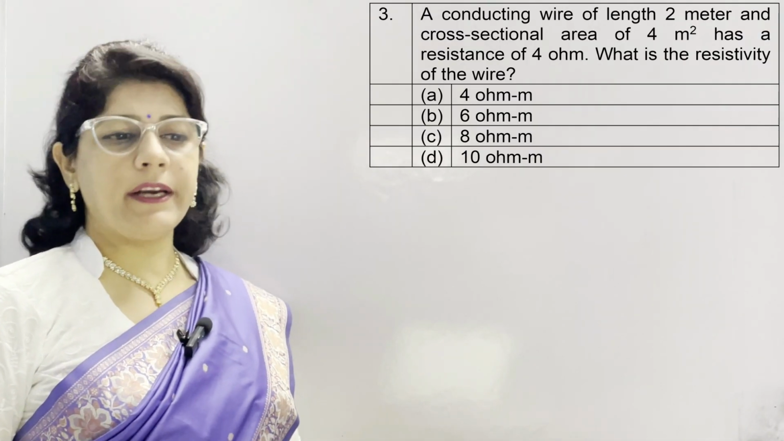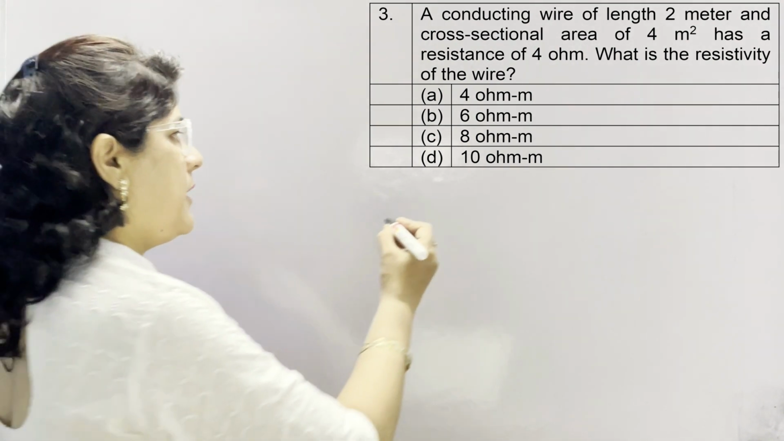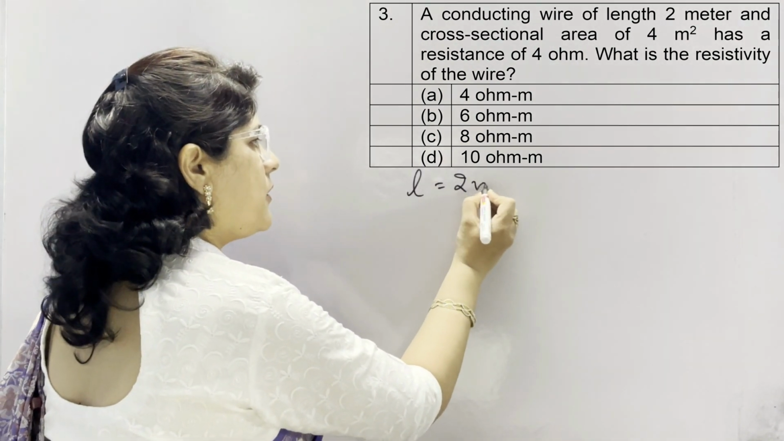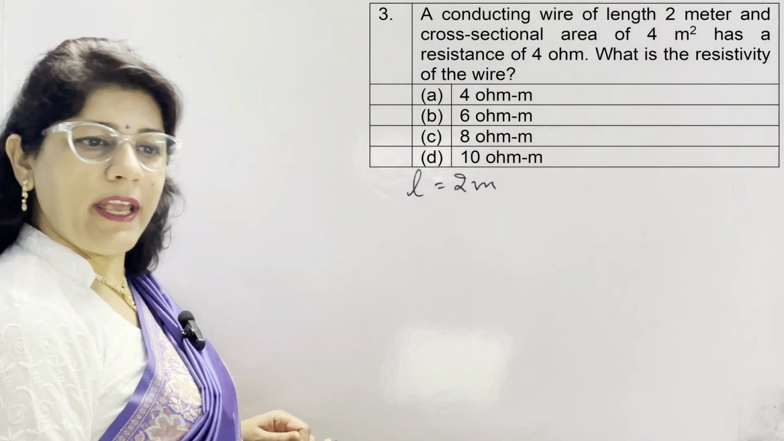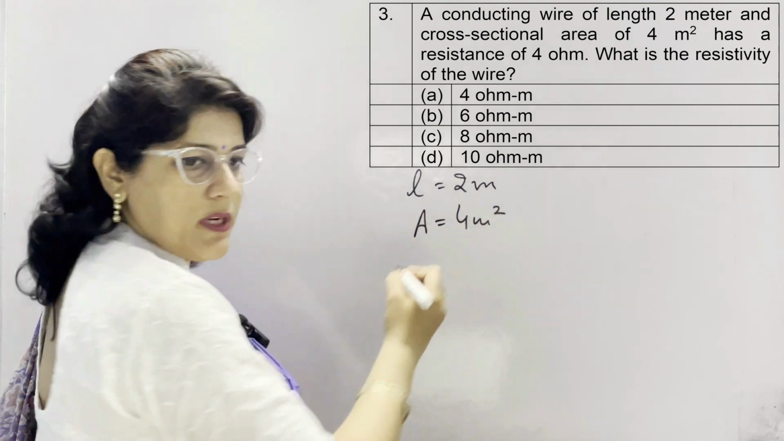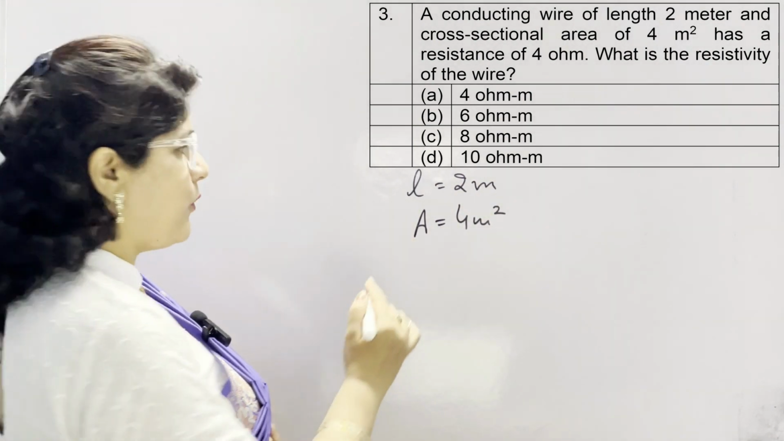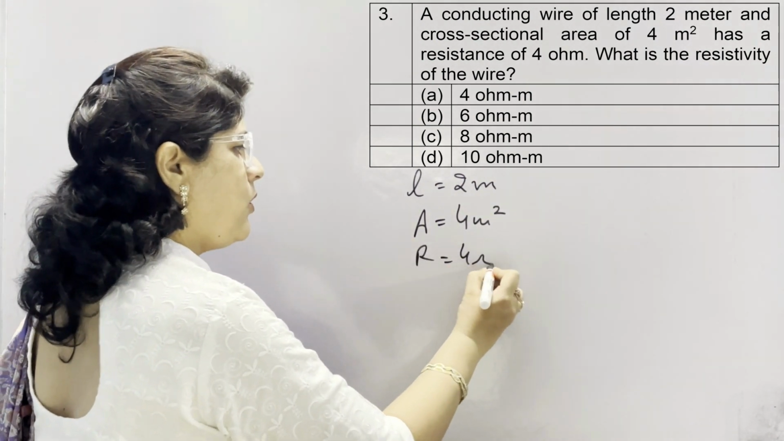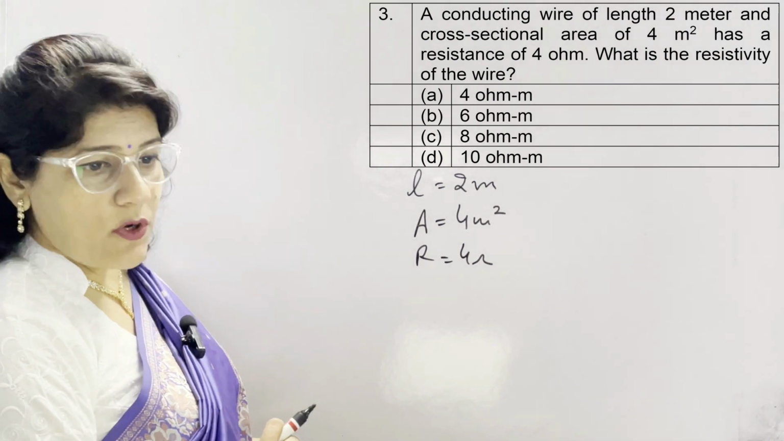In the third numerical, a conducting wire of length 2 meter. The length of the wire is given as 2 meter and the cross-sectional area is 4 meter square. It means area is given as 4 meter square. It has a resistance of 4 ohm. R is equal to 4 ohm. What is the resistivity of the wire?